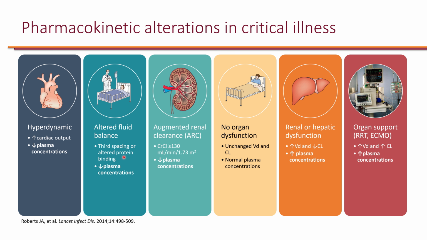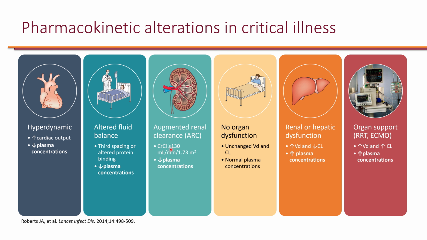So if there is altered protein binding, for example, if the patient's albumin is less than 2.5, then there isn't enough albumin around to hold on to ceftriaxone, which means that unbound ceftriaxone will be eliminated from the body, so you'll have reduced plasma concentration, which means that you may need to increase the dose. And there's also the phenomenon of augmented renal clearance.